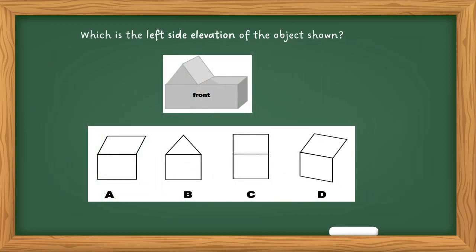Right, which left side elevation of the object is shown? Okay, so pause the video. Which one do you think would match that? Now this is a question a lot of people get wrong, because they don't understand. You have to imagine when you're standing at that position what it would look like, and this can deceive some people. So how did you do? Right, now the answer is C.